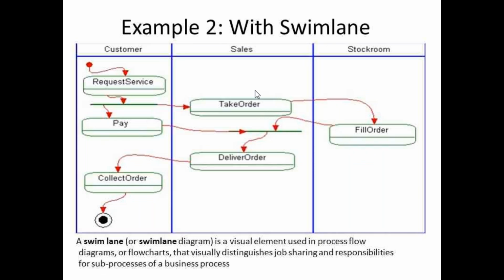Right. So there is a slight variation for the activity diagram, and here you are seeing the vertical lanes. What are these lanes? These are called swim lanes. What are these swim lanes used for? They visually distinguish job sharing and responsibilities. For example, the same example, but in a slightly different way.